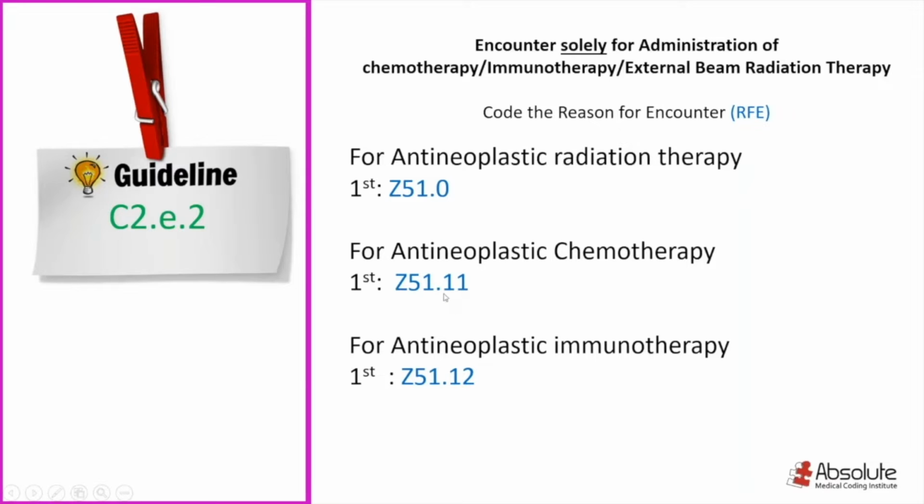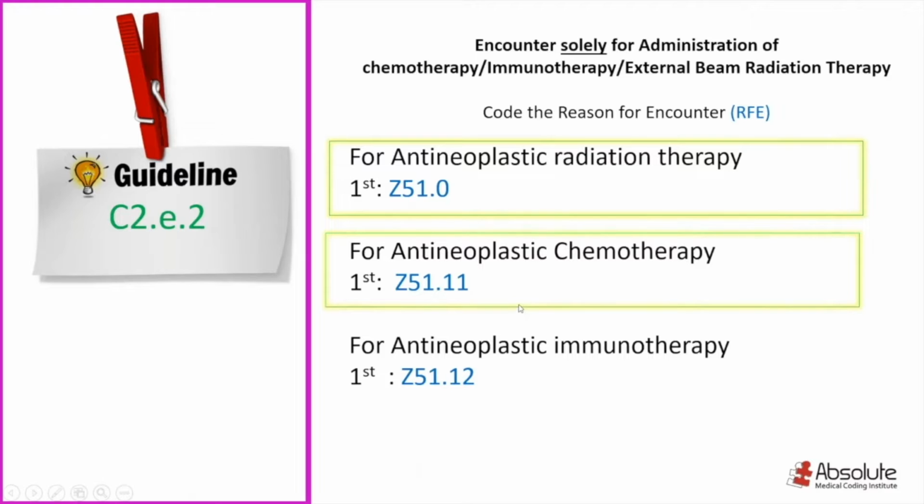And if the patient is coming for an anti-neoplastic chemotherapy, the first code assigned will be Z51.11, and for anti-neoplastic immunotherapy, the first assigned code would be Z51.12. So if the patient receives more than one of these therapies during the same admission, more than one of these codes may be assigned in any sequence. And the malignancy for which the therapy is being administered should be assigned as a secondary diagnosis.